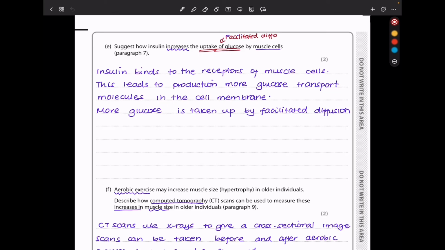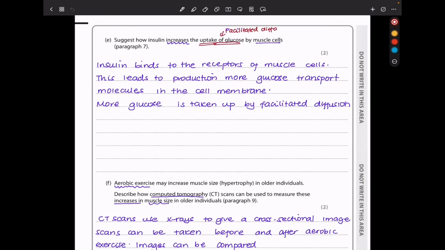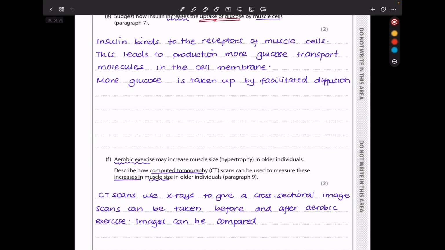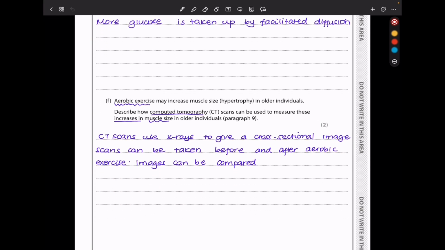Next they say, suggest how insulin increases the uptake of glucose by muscle cells. This is going to be by facilitated diffusion because muscle cells or any cells take up glucose through facilitated diffusion. So for this to occur efficiently, we need more channel proteins in order for more glucose to be taken up. So I said insulin binds to the receptor of muscle cells, and this leads to the production of more glucose transport molecules in the cell membrane. So more glucose is going to be taken up by facilitated diffusion.